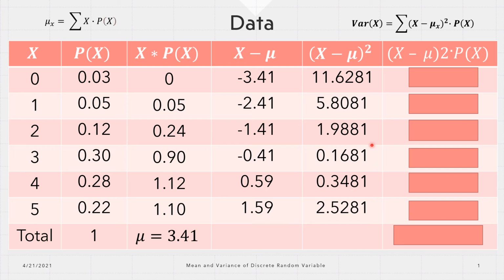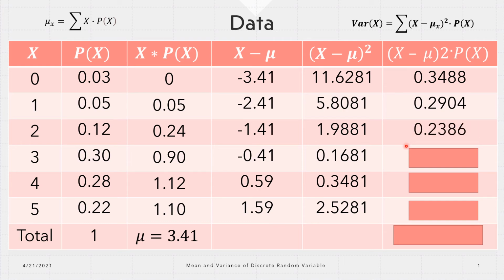After doing so, the last column tells us that the square of the differences must be multiplied by its corresponding probability. So multiplying each square of the difference by its corresponding probability will give us, on the first one, 0.3488. For the second one, 0.2904. For the third one, 0.2386.